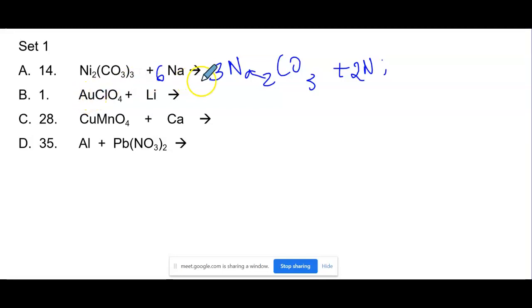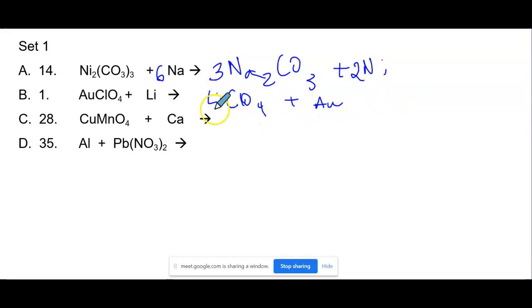Does that make sense? And it kicks it out, so then Li goes where Au was, and Au is sad and lonely by itself for a moment. That makes sense? Right, I'm kicking them out. Lithium is more powerful because it's higher, so it kicks out Au. So it goes where Au was, and Au has to go be by itself.